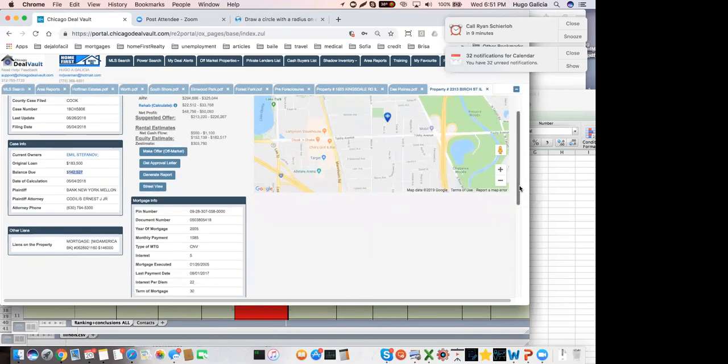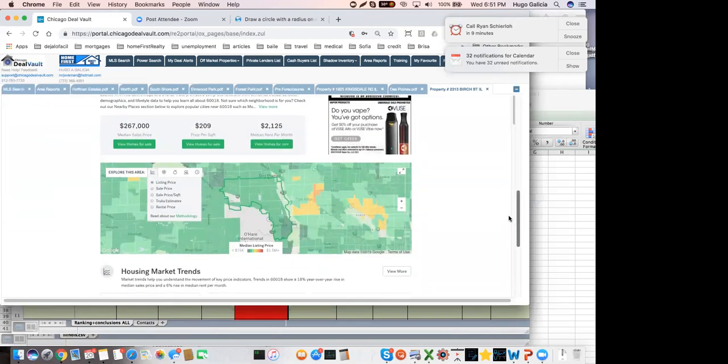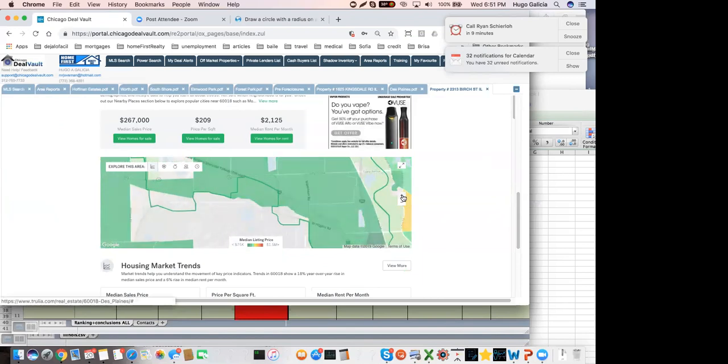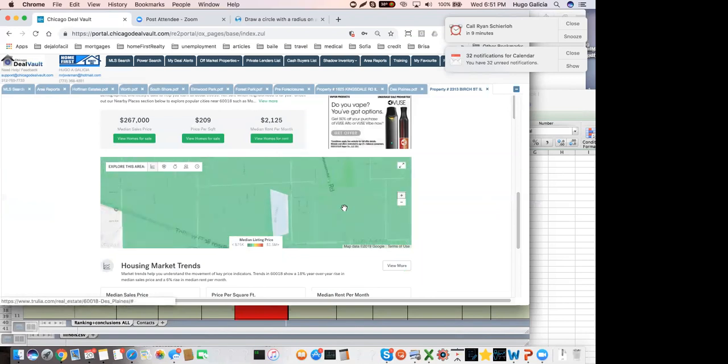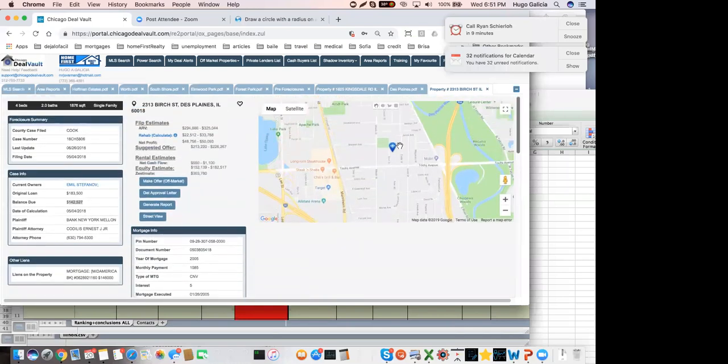So all I need to do is go to the market overview. And then right here we have Des Plaines. And then let's find Mannheim. And then, oh, Mannheim is right here. Oh, and this is Touhy. So let me show you. So this is Mannheim, friends, right here. And then Touhy is right here. So this property is right here. So it's east of Mannheim and north of Touhy. It's very close in between this forest preserve and Mannheim.